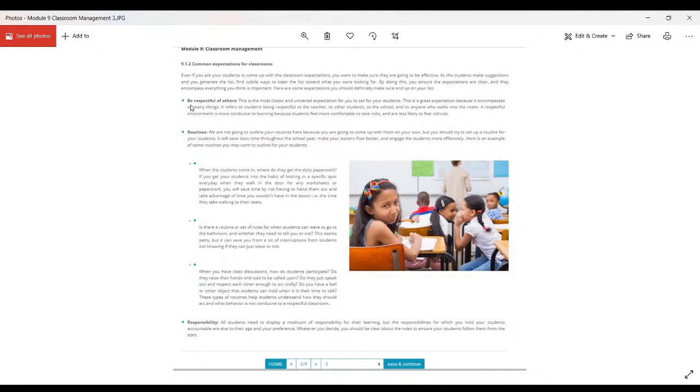Okay, first of all, be respectful of others. This is the most classic and universal expectation for you to set for your students. Okay, this is a great expectation because it encompasses so many things. It refers to students being respectful to the teacher, okay, listen to the teacher, especially to other students, to the school, and to anyone who walks into the room. A respectful environment is more conducive to learning because students feel more comfortable to take risks and are less likely to feel ridicule. Okay, the second one is routines.